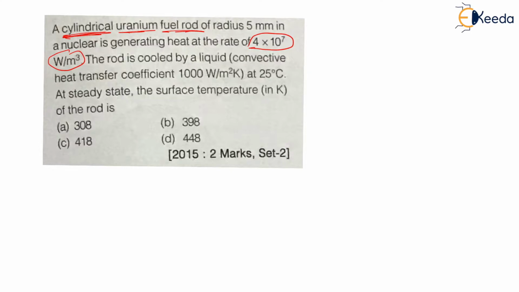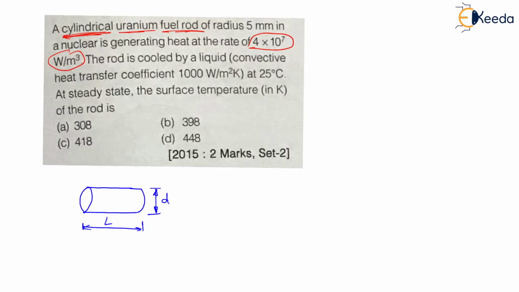So let us draw this rod. Let us say there is a uranium rod, right? It is a cylindrical rod of diameter d. Let us say this is a uranium rod of diameter d, and it will be having some length. Let us say it is having length L, right?